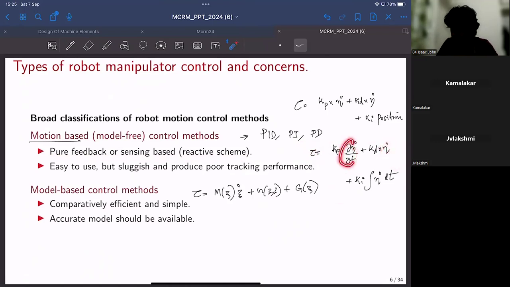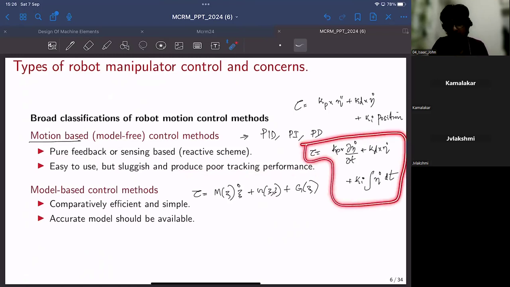If it is accelerating, this term also increases, things like that. But it is also sluggish, and it produces poor tracking performance, right? Because as you know, the control law need not be purely reliant on motion. There are a lot of other things that can actually improve it. For example, if a robot has more inertia to move along one coordinate, and lesser inertia to move along another coordinate, using these sorts of laws will not help the robot's performance.